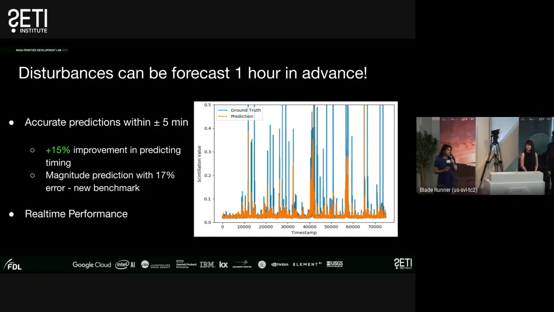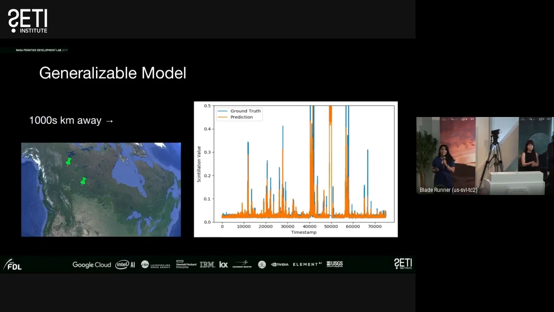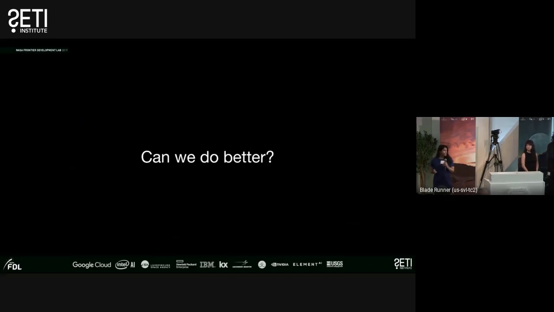We have also set a new benchmark for the magnitude prediction of these disruptions. Our model is pretty fast. It can be easily deployed and can be used for real-time performance as well. And the best thing about this model is that it is generalizable. So if we have a model that is trained at one location, and if we try to use it at another location, which is 1,000 kilometers away, it will do so. It will help us predict these peaks 1 hour ahead. But can we do better? Yes, we think we can.